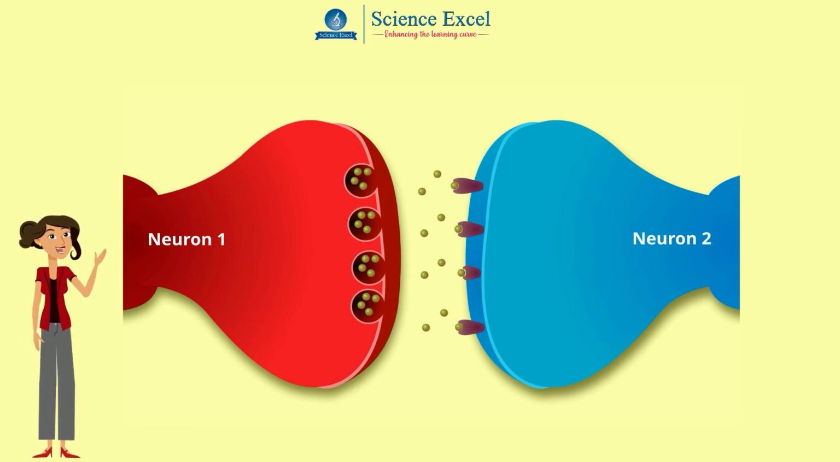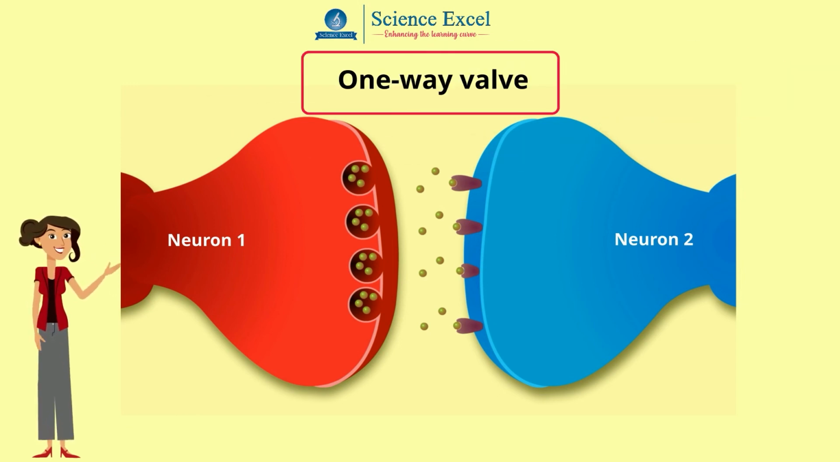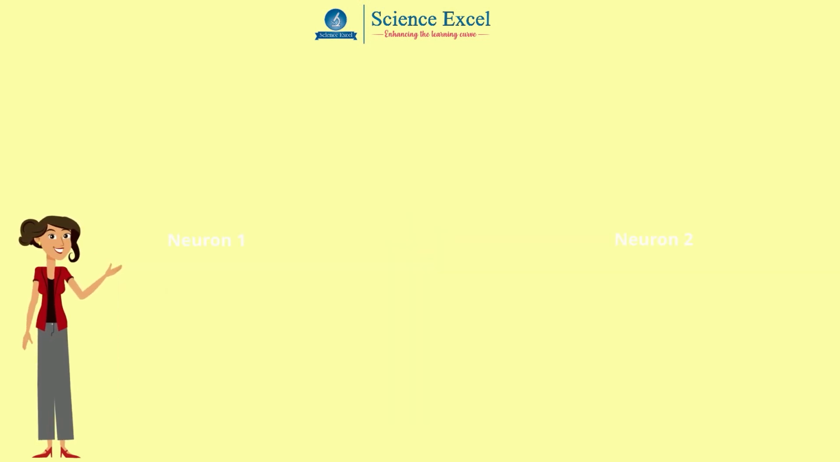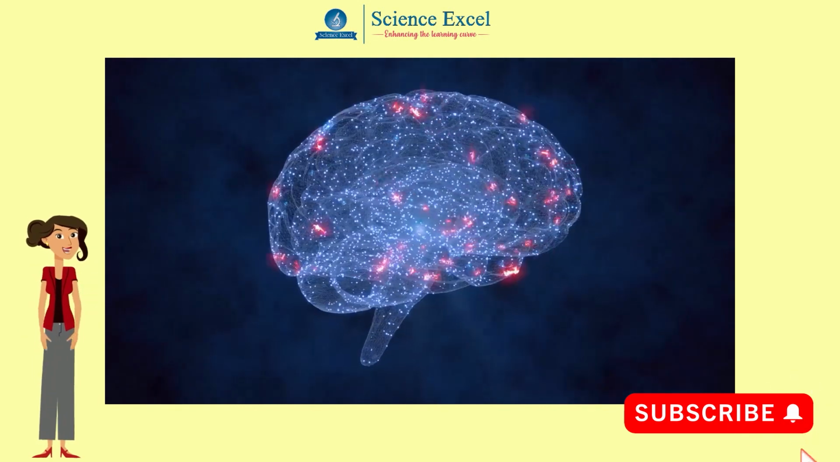This impulse sweeps along the neuron until it reaches the next synapse. Here, a similar process occurs to transmit the impulse to the third neuron. Hence, we can see here that synapses can act like a one-way valve. They ensure that nerve impulses only travel in one direction. Synapses are a key to the brain's function, especially when it comes to memory.